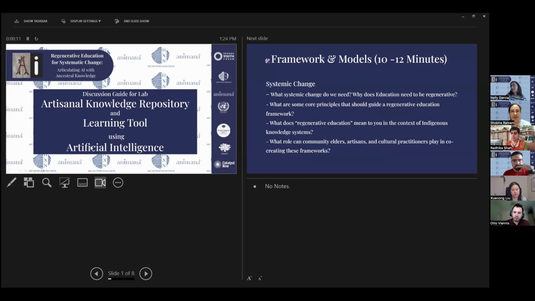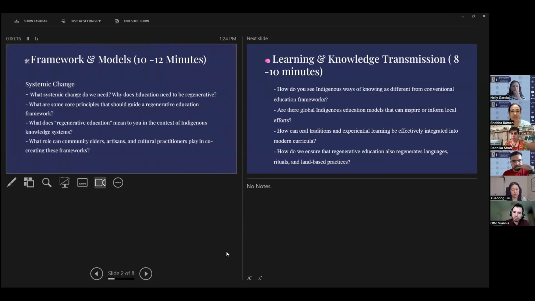So the questions are, I'll just read them out to you and then we can just plunge into discussion, which is what systemic change do we need and why does education need to be regenerative? Are there some core principles that should guide this regenerative education frame? The second aspect is that of regenerative education in the context of indigenous knowledge systems.